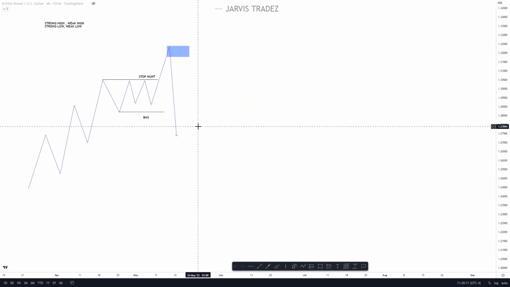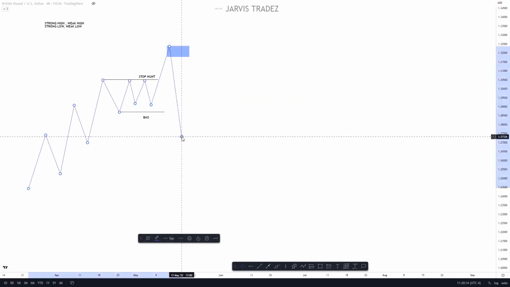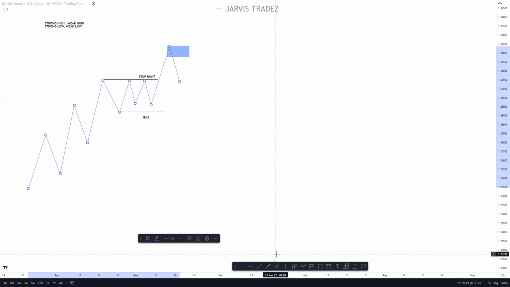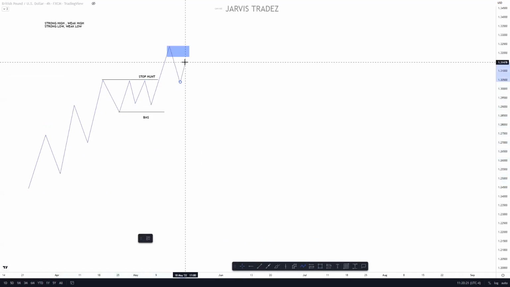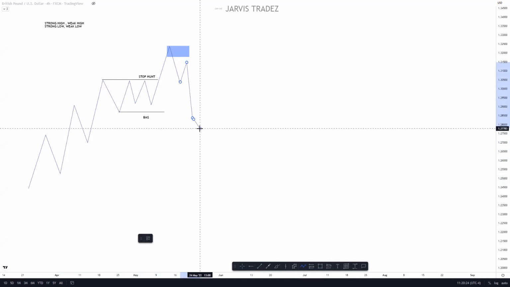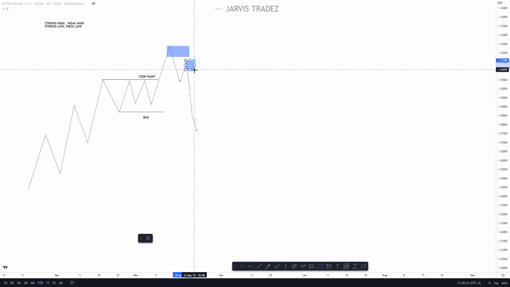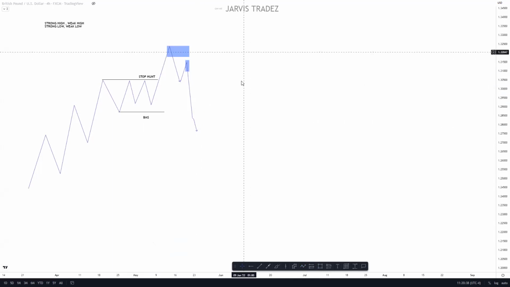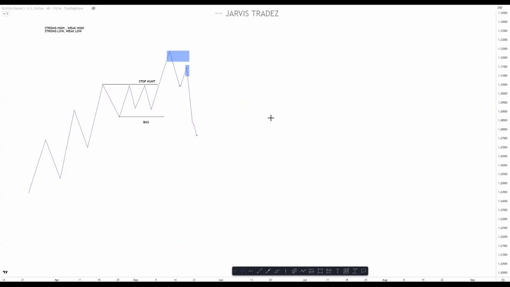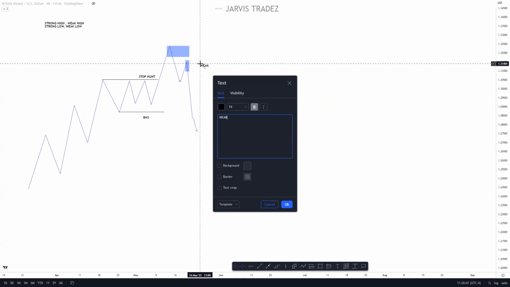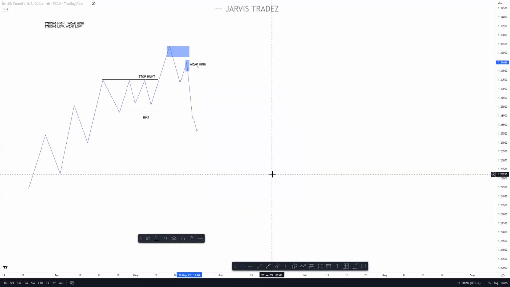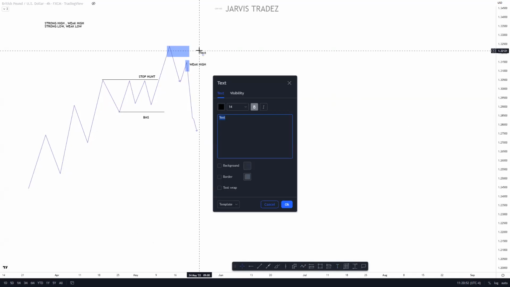Okay, and here will be the weak high. If price fails to take out the highs and makes a low, then gives a BMS towards the downside, I will consider this last high as a weak high. Okay, so this will be a weak high, and this will be a strong high.